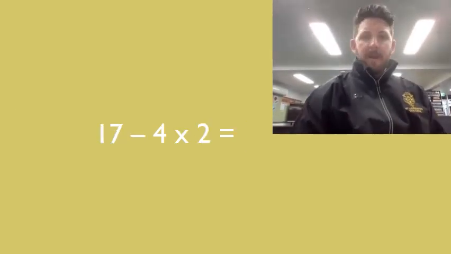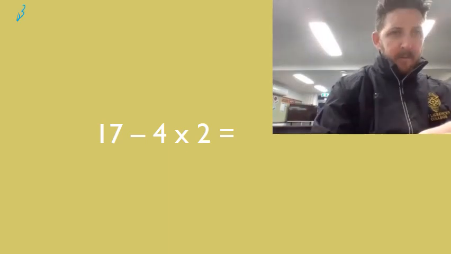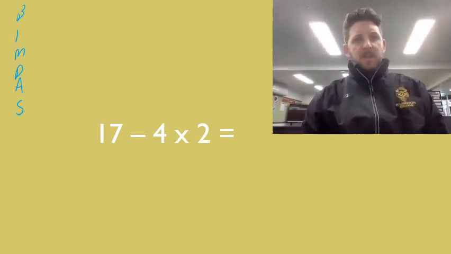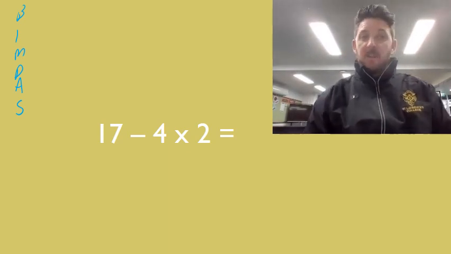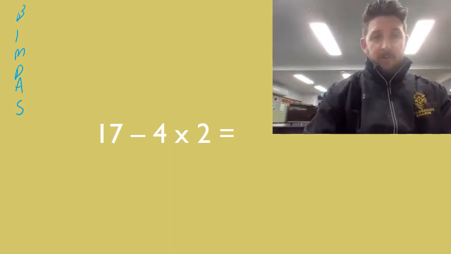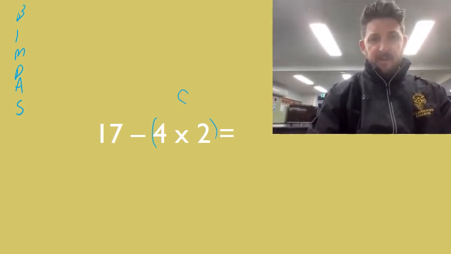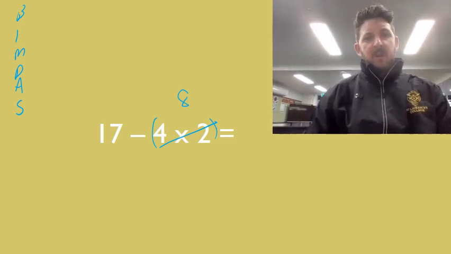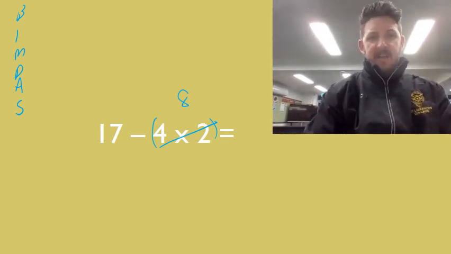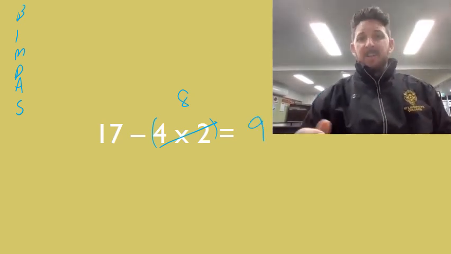Okay, I'm going to show you another way now that some teachers do. I'm still going to write at the top here, BINDUS, so that you can work through it with me. So brackets, no brackets. Any indices, no indices. Multiplication, division. Yes, there is. I can see some multiplication here. Now, some teachers will say write it on the top and cross it out. So 4 times 2 is 8. Cross it out. And then we have 17 take 8 equals 9. There's your answer.